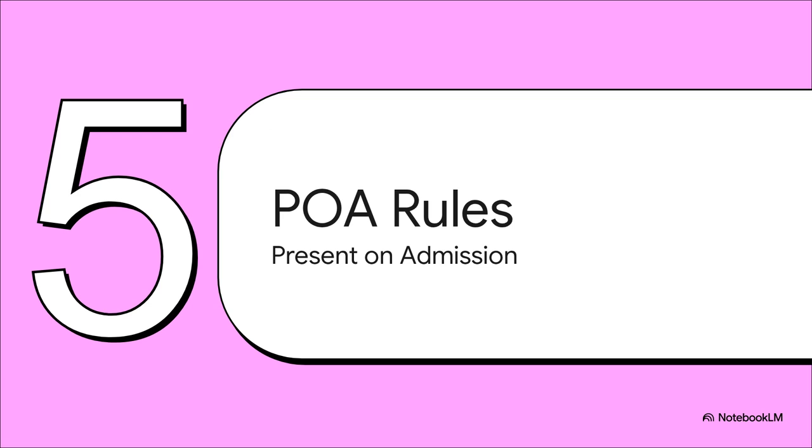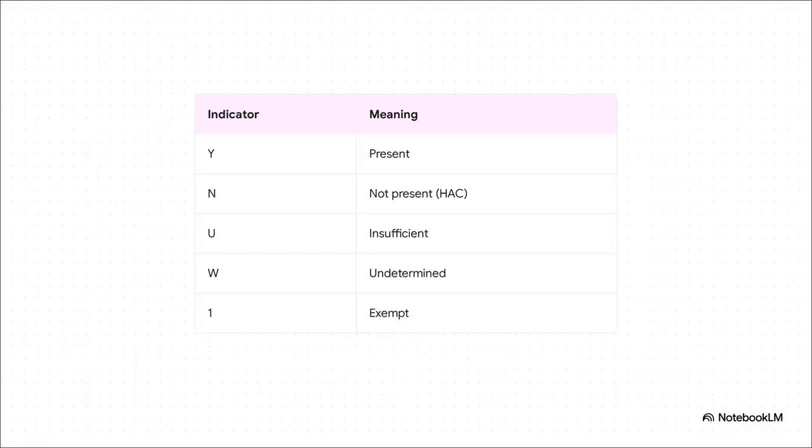Moving to Section 5, Present on Admission or POA rules, let's see how this builds. Because Medicare isn't just handing out higher payments without some serious checks and balances. Every single diagnosis on a claim must have one of these POA indicators attached to it. A Y means the patient arrived with the condition. An N means they developed it after they were admitted. Basically, this tracks exactly what the hospital inherited versus what happened under their watch.